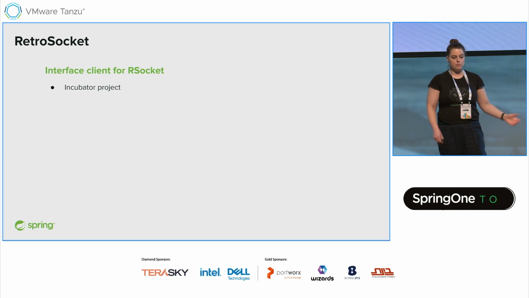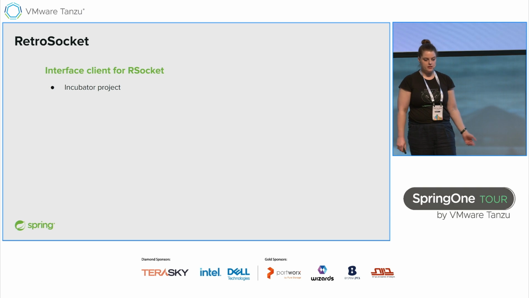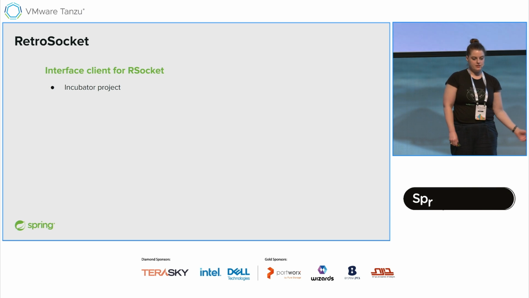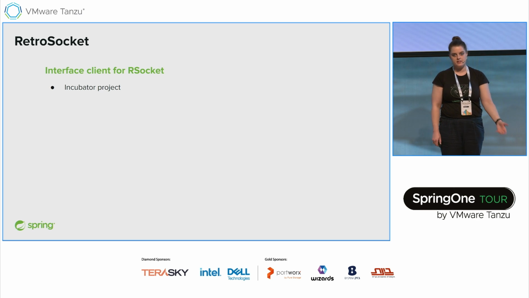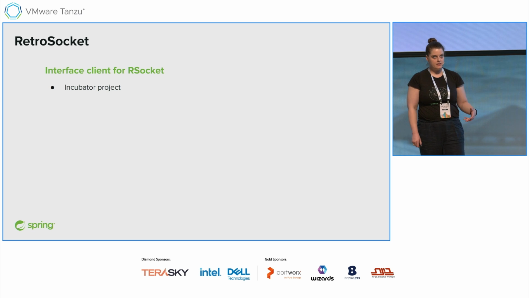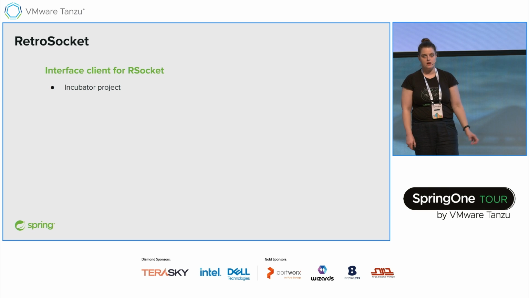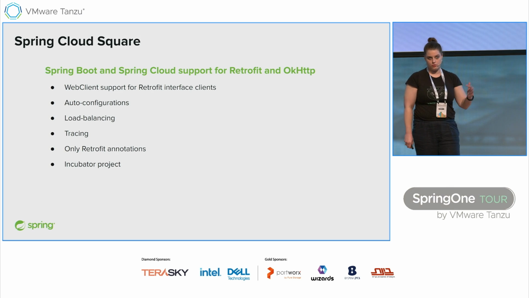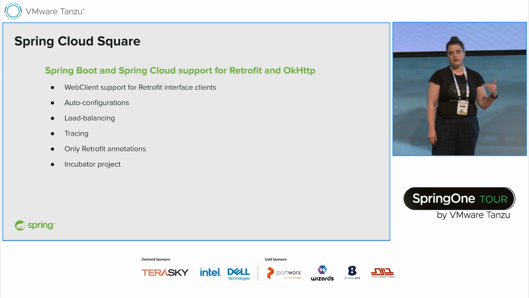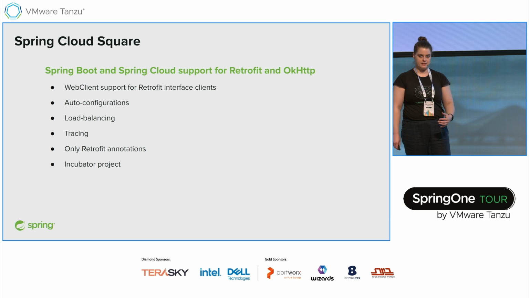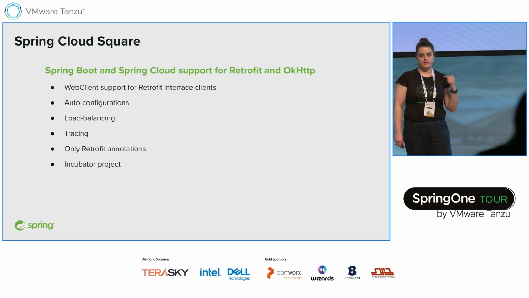There has also been more happening in the declarative clients or interface client space. Our colleague, Josh Long, that many of you know, has created an interface client for RSocket called RetroSocket and has added it as an incubator project. And when it comes to Spring Cloud Square, that's also an incubator project, but we have already released some versions. We have 0.4.1 released. We will release at least one more version, and we will maintain it until Spring Cloud 2021 is maintained. And for Spring Cloud 2021, this is the recommended solution for non-blocking interface clients.